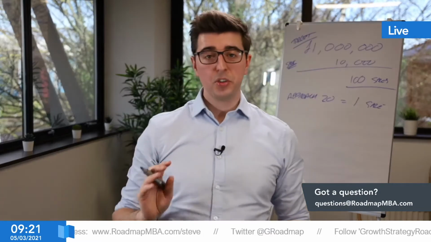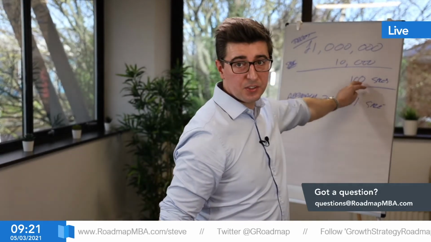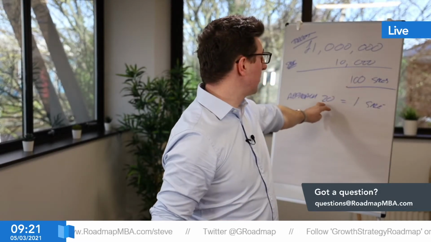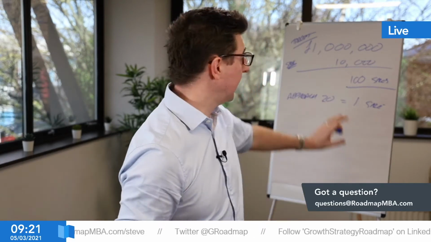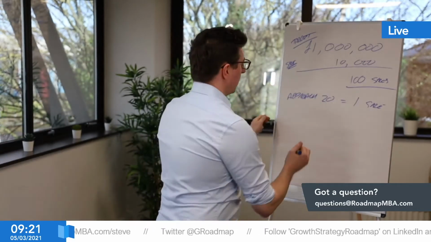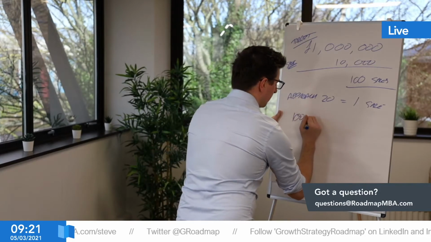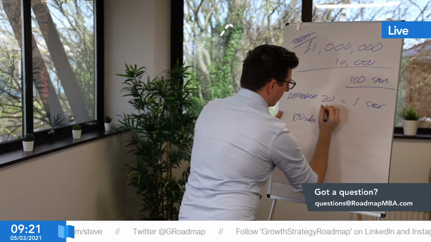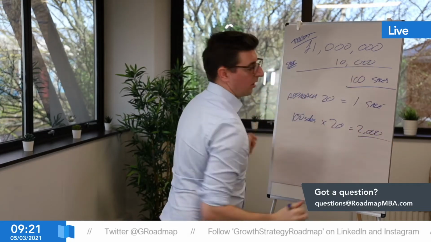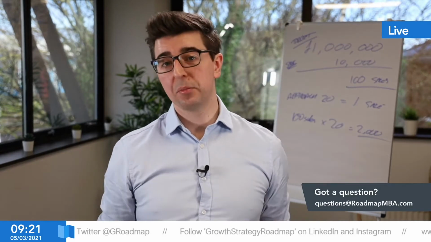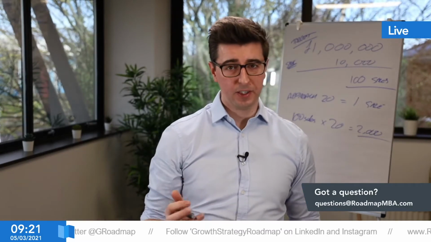So therefore, to get our 100 sales, arguably, we need to approach 2,000 people over the course of the year to hit our target. Does that make sense? So that is 100 sales times the 20 equals 2,000 approaches, sales approaches, chat up lines, whatever you choose to call it.